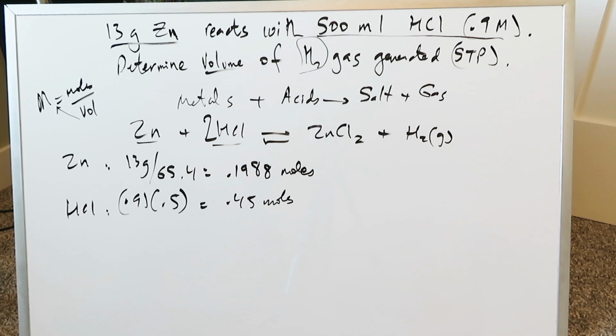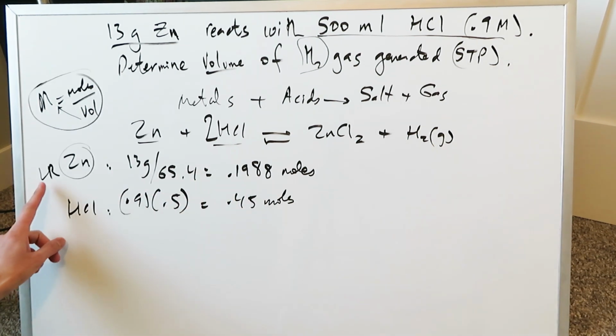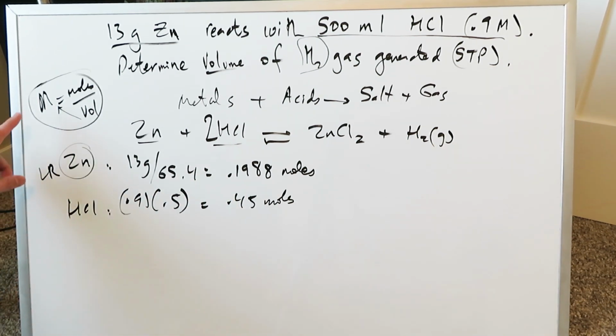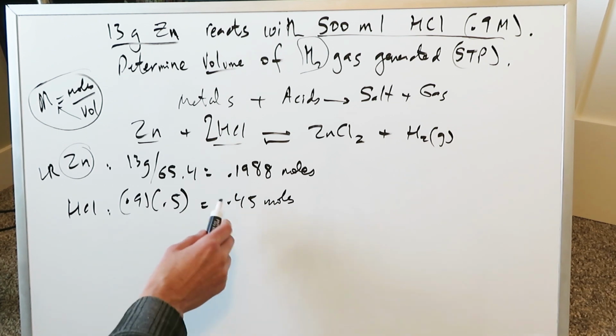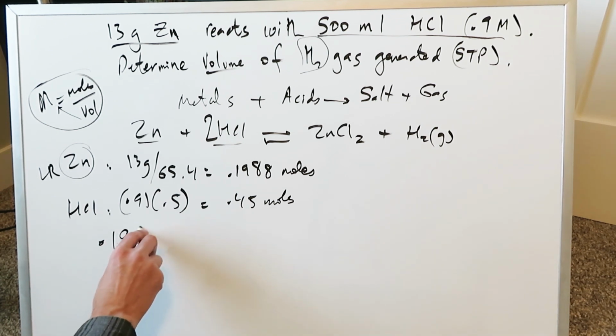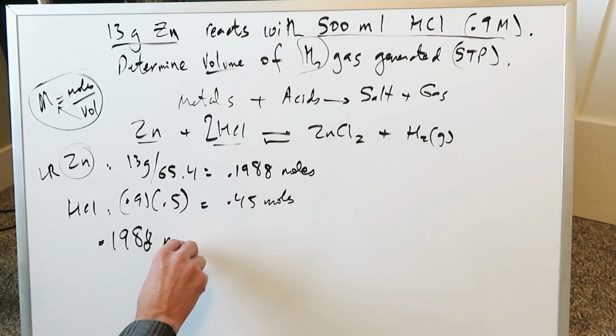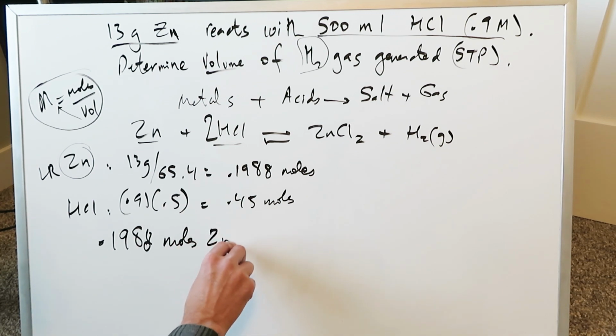Which one is a smaller item? It's this. We've established that this right here is our limiting reagent. We've also established the molarity is equal to moles over volume. We utilize that for this part right here. But since this zinc is our limiting reagent, we have to utilize that for our calculation. 0.1988 moles of zinc. And see how everything will come out here into a single equation.